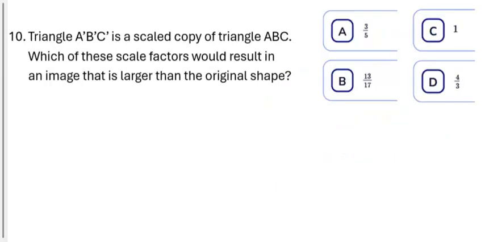Problem 10, triangle A prime, B prime, C prime is a scale copy of the triangle ABC. Which of these scale factors will result in an image that's larger than the original? So I'm looking for a scale factor that is greater than 1. So the answer to this problem is D. These two numbers here, A and B, would actually give me a smaller shape because the scale factors are less than 1. And C would give me congruent shapes. The shape would not change in size at all.